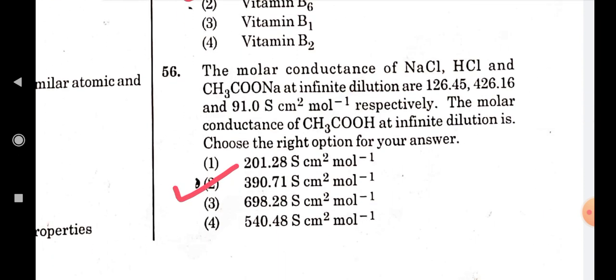Next we have the molar conductance of NaCl, HCl, and sodium acetate at infinite dilution given. We need to calculate the molar conductance of CH3COOH, that is acetic acid. We can use Kohlrausch's law of independent migration to calculate it. So we need to sum up the sodium acetate plus HCl, and then subtract the NaCl. Then we will have the value of 390.71. So the correct option will be option number 2.